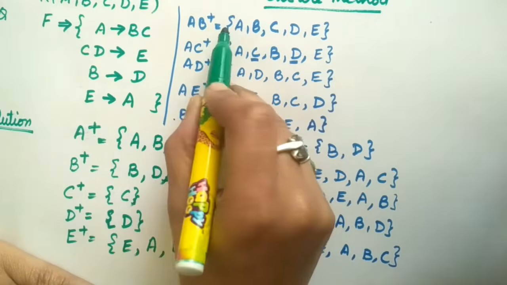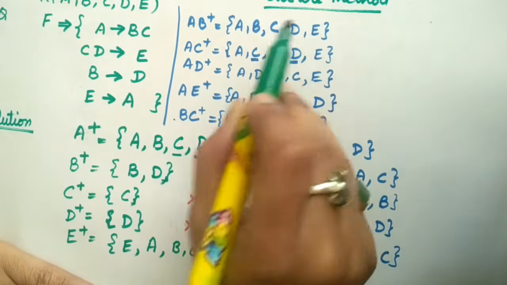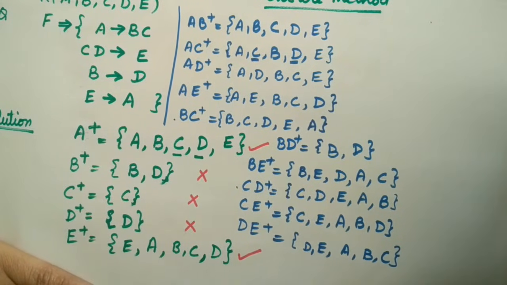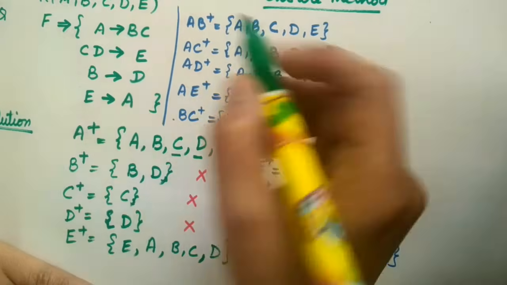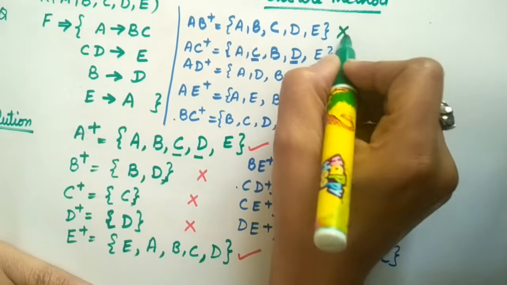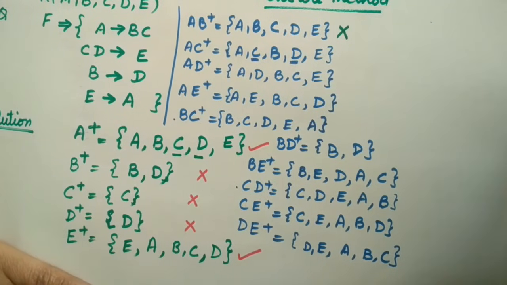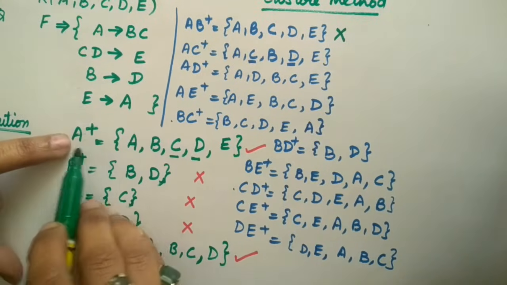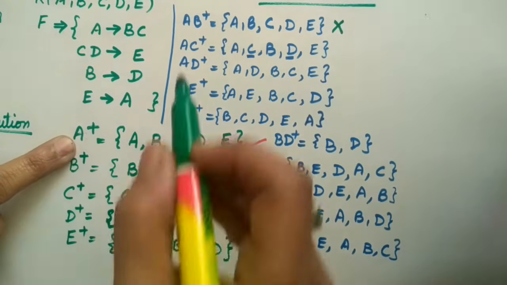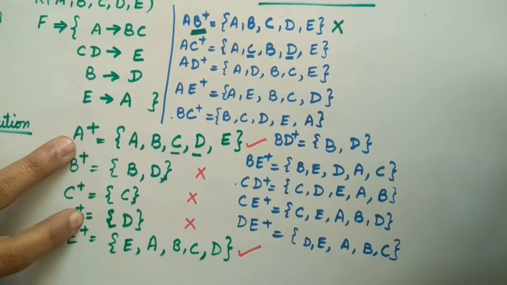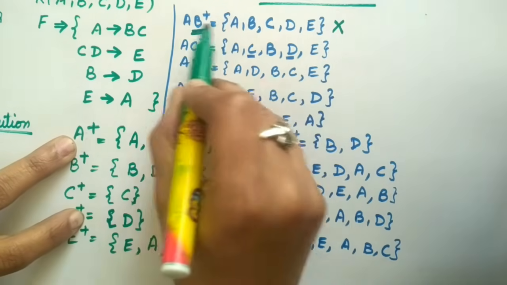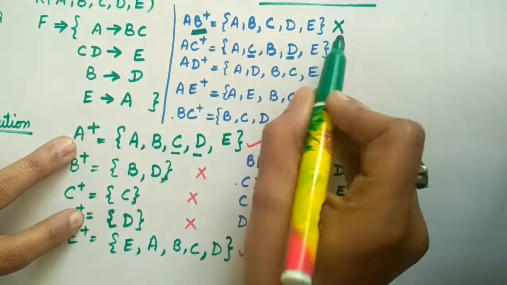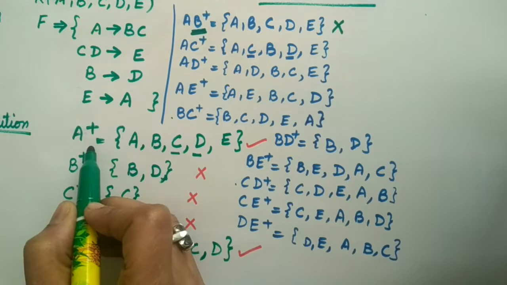So AB's closure contains all the attributes A, B, C, D, E, and as I said, if the closure contains all the attributes, it forms a candidate key. But here we will not consider this as the candidate key because the definition of candidate key says minimal set of attributes which can uniquely identify a tuple. So here A is already a candidate key. With A, I am adding an extra attribute B. So there is no need to consider this set AB as a candidate key because A is already identifying the tuples uniquely.